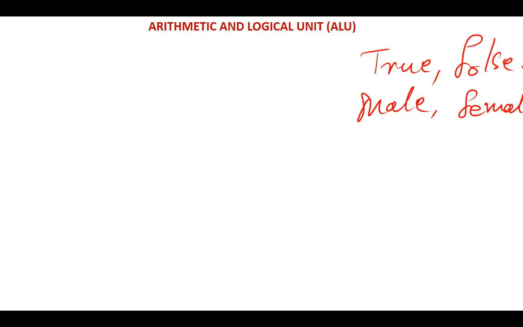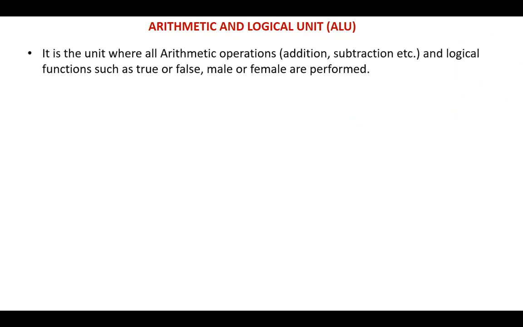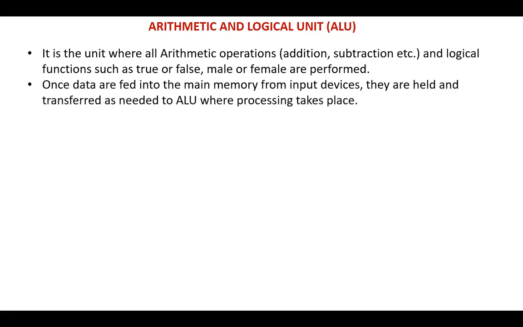arithmetic logic unit. So this is what is exactly under the arithmetic logic unit. It is the unit where all arithmetic operations like addition and subtraction, and logic functions such as true or false, male or female, are performed. I've talked about this. Once data are fed into the main memory from the input devices, they are held and transferred as needed to the arithmetic logic unit, where processing takes place. So this is why it's under the processor.